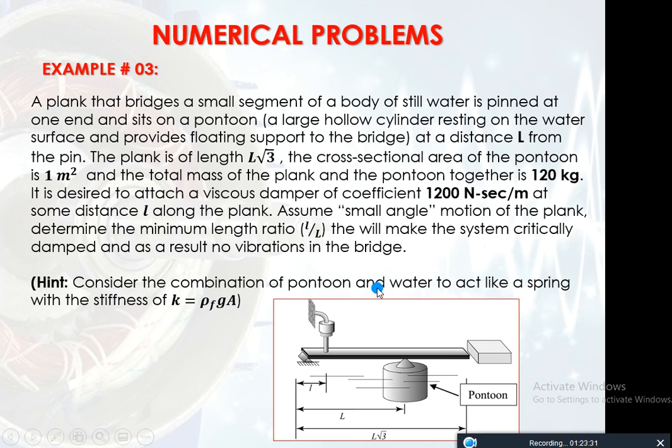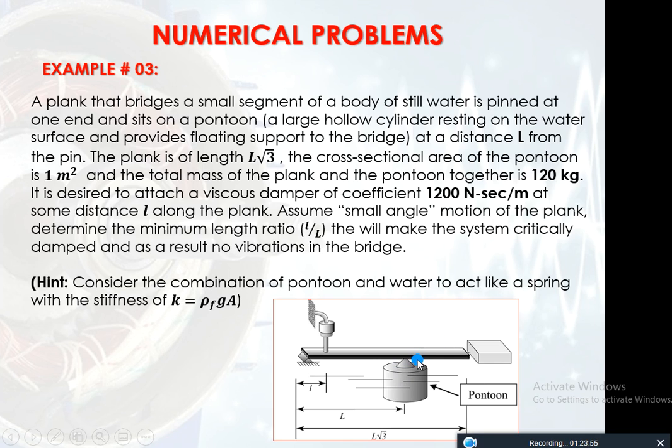Consider the combination of pontoon and water to act like a spring with stiffness this. So it is mentioned here that this pontoon is behaving like a spring element that has a stiffness K, and that stiffness K depends upon density of fluid, gravitational acceleration and cross sectional area. So let's solve this numerical. What is the given information?